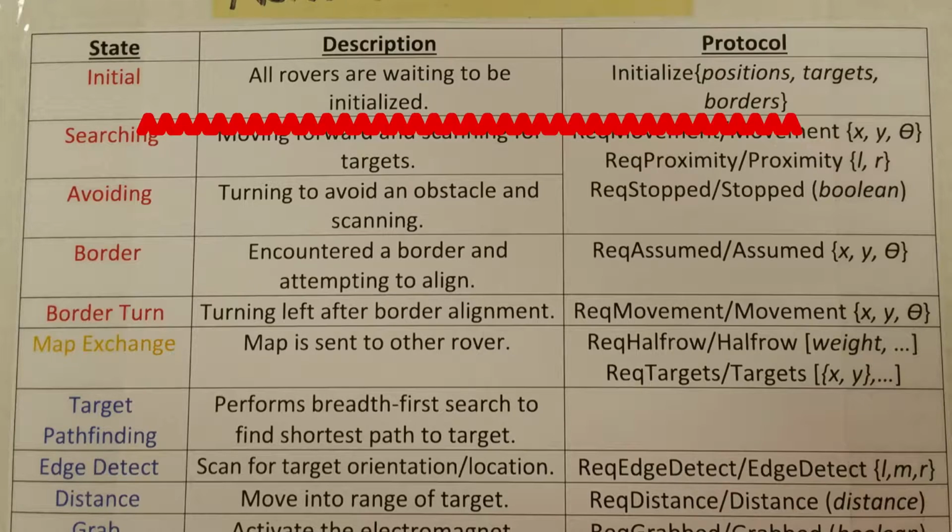The initialization stage is the stage where all the modules are just waiting for a network message before starting any of their processes. To exit this state, they need to be sent an initialization message. This includes the positions of the rovers, the number of targets, and the positions of the arena vertices.